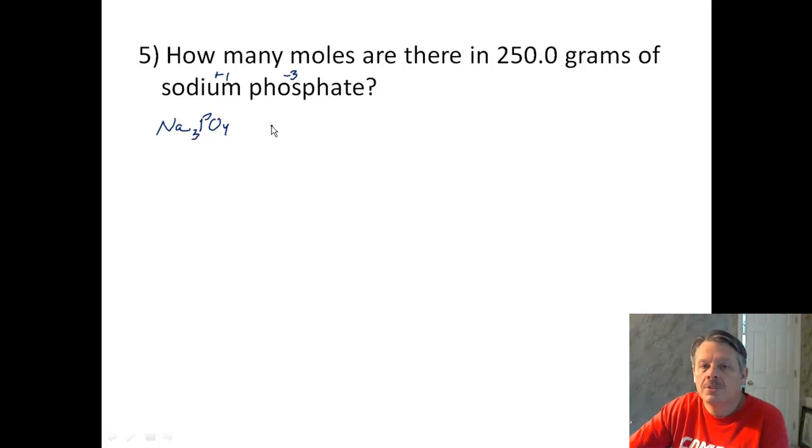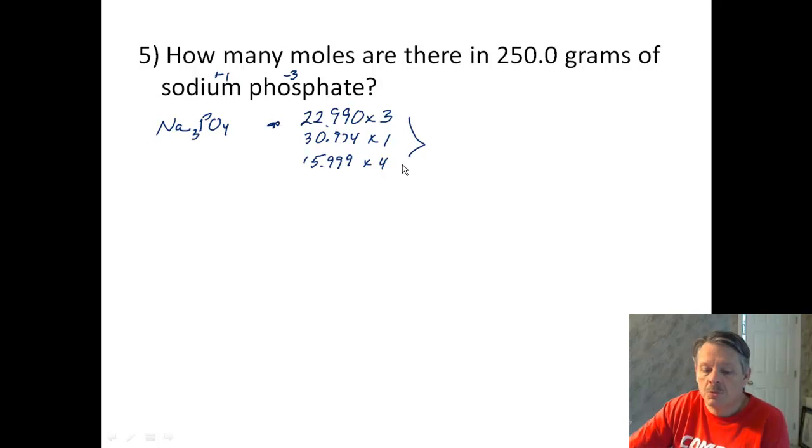So I have to say Na, which is 22.990, and I have 3 of them, and my phosphorus, which is 30.974, and I have 1 of them, and oxygen, which is 15.999, and I have 4 of those. I have to multiply all those out, add them up, and I get 163.94 grams per mole.